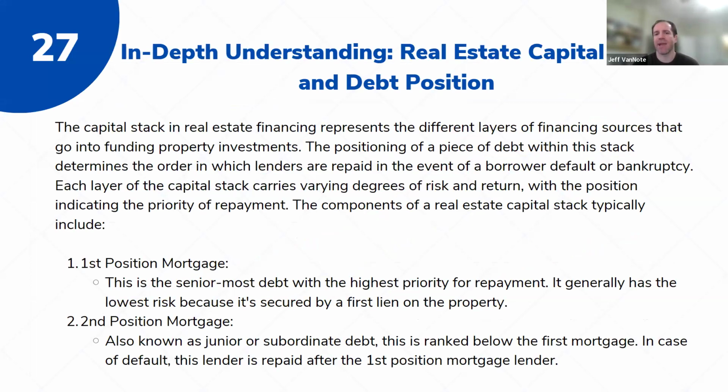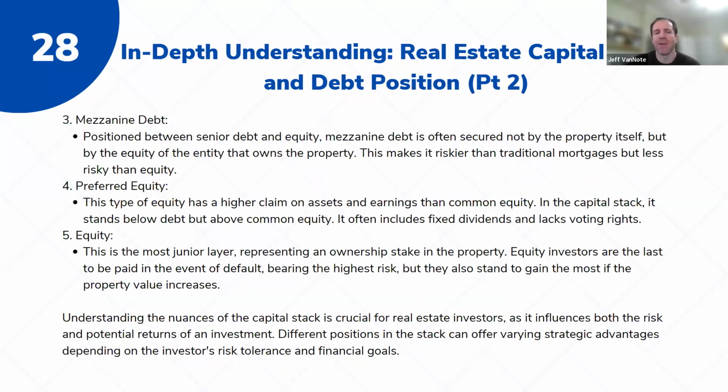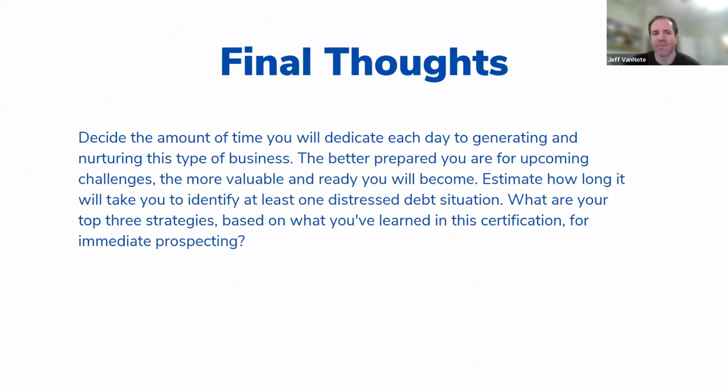Each layer of the capital stack carries various degrees of risk and return, with the position indicating the priority of repayment. The components of a real estate capital stack typically include a first mortgage position, a second mortgage position, mezzanine debt, preferred equity, and equity. Understanding the nuances of the capital stack is crucial for real estate investors as it influences both the risk and potential returns of an investment. Different positions in the stack can offer varying strategic advantages depending on the investor's risk tolerance and financial goals.